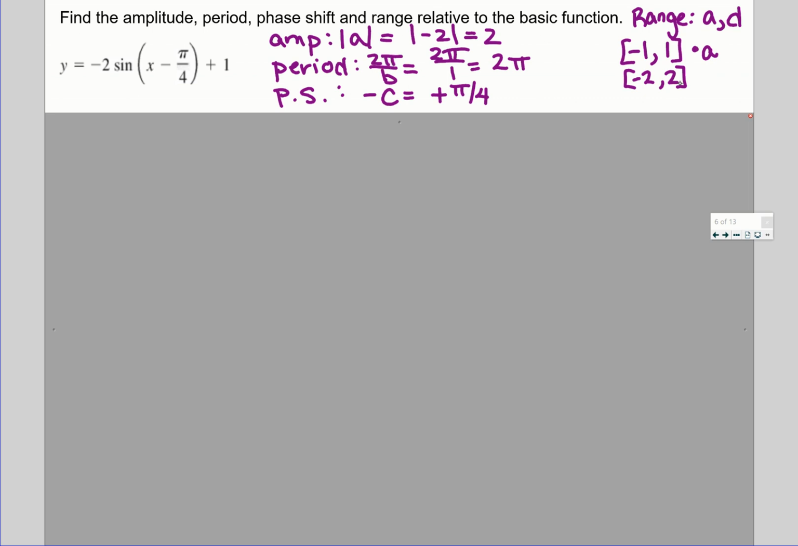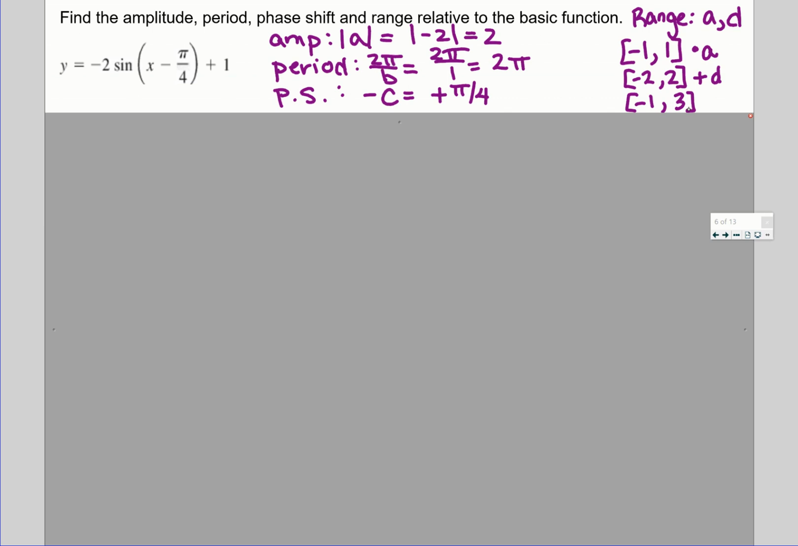Okay? The other thing that can affect my range is a shift up or down. So to do my shift up or down, I just add on my D value, which in this case is what number? 1. So -2 moves to -1 and 2 moves to 3. So eventually, when we graph this equation, we should expect its domain to be all real numbers and its range to be from -1 to 3.